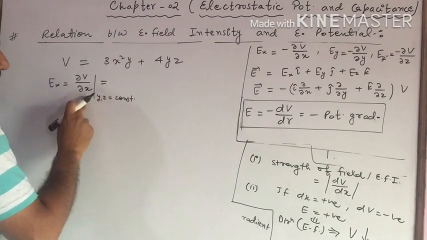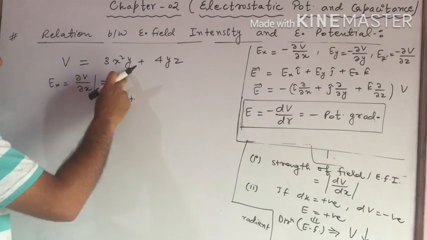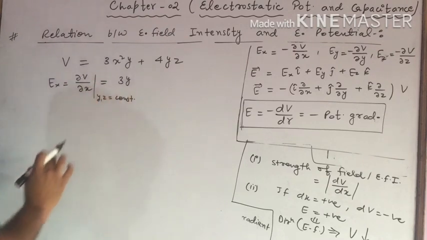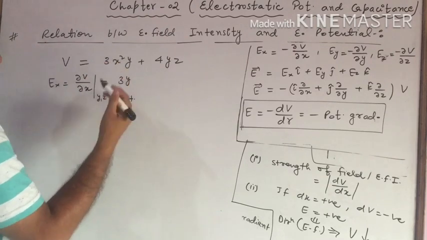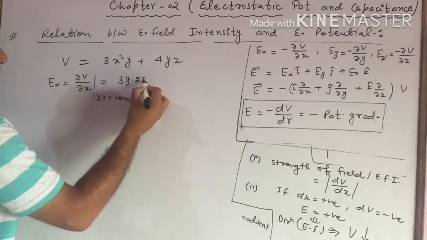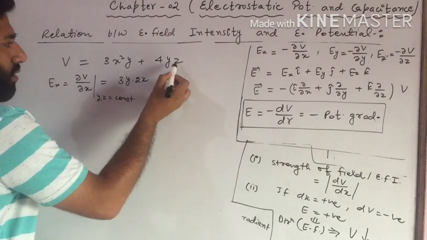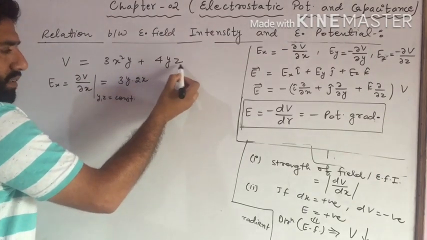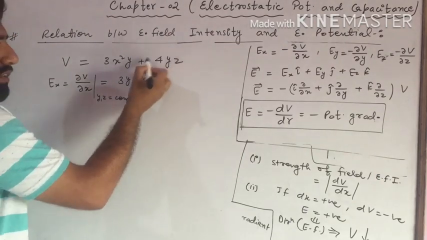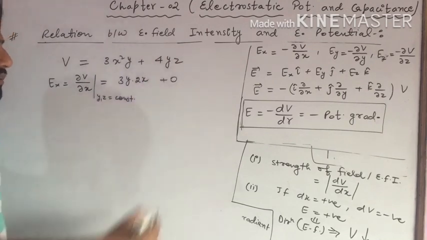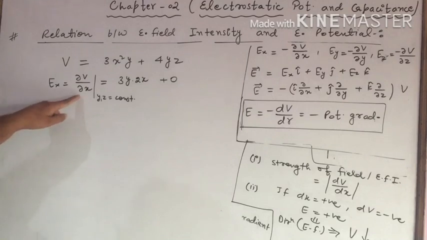Because you are differentiating with respect to x, y will be a constant and 3 is also a constant. So 3y you just leave as it is, and differentiation of x square with respect to x will be 2x. Now for this term, y and z both are constant, 4 is also a constant, so this overall term is constant, so its differentiation will be 0, because we are differentiating with respect to x. That is the meaning of partial differentiation.